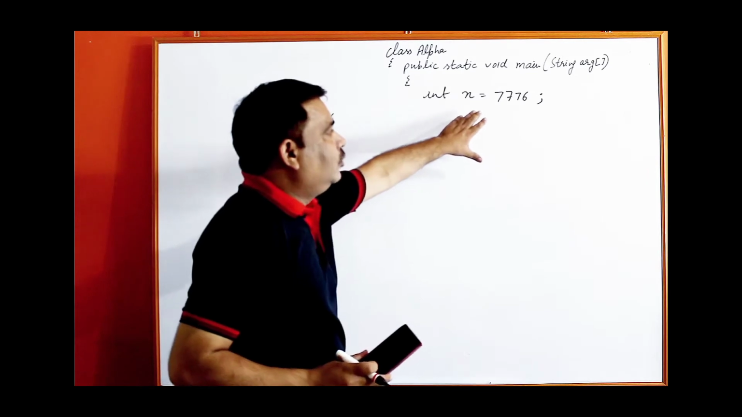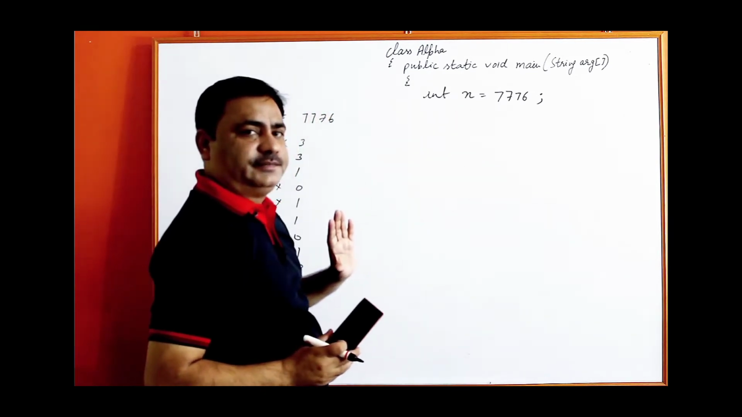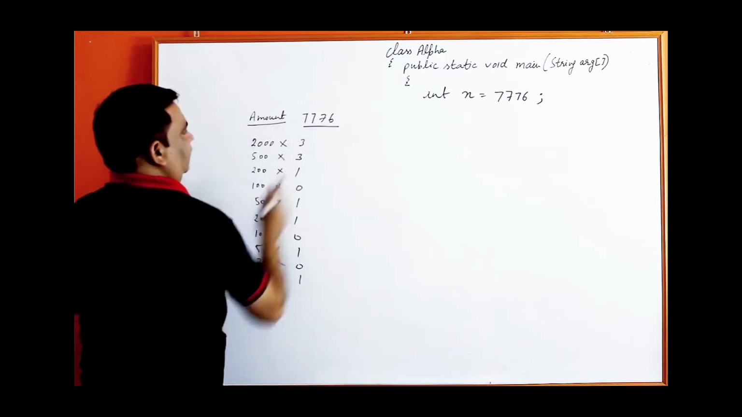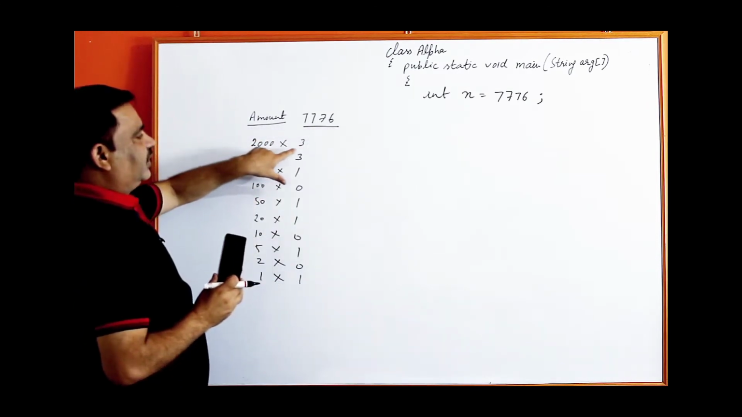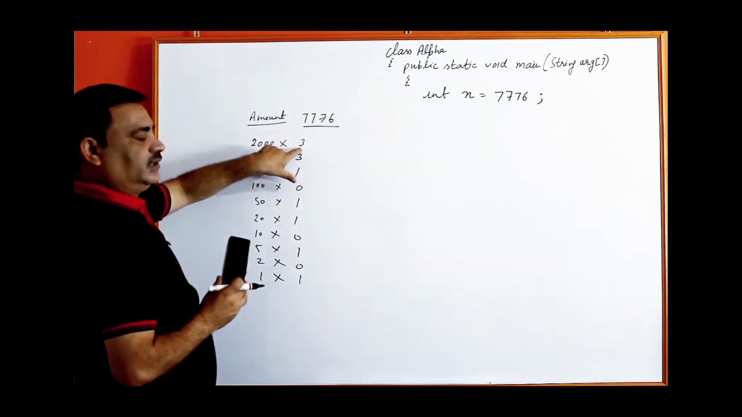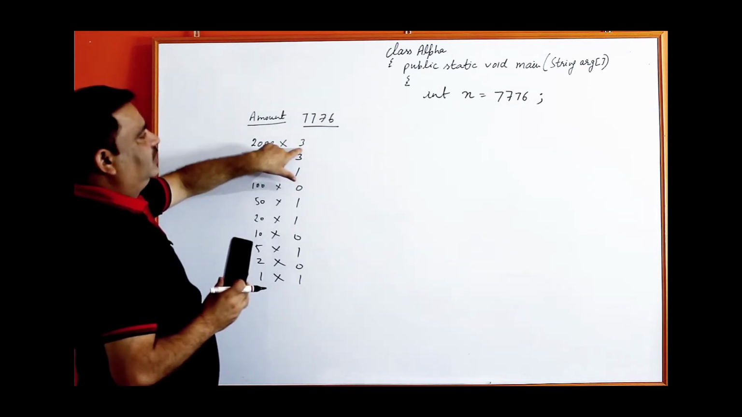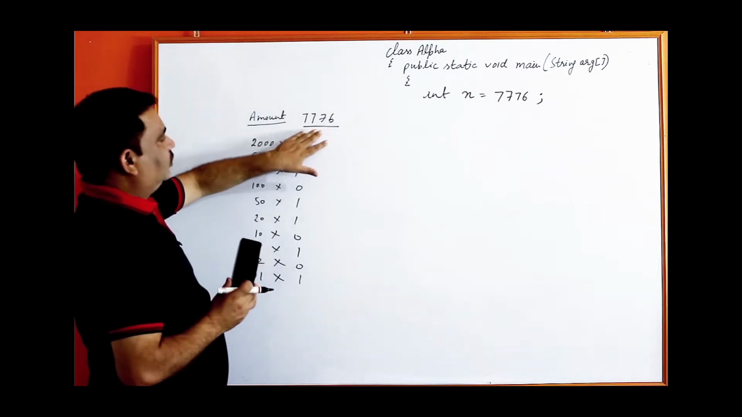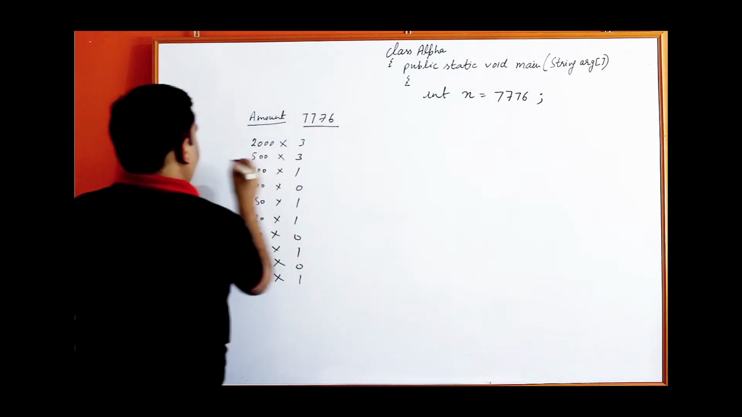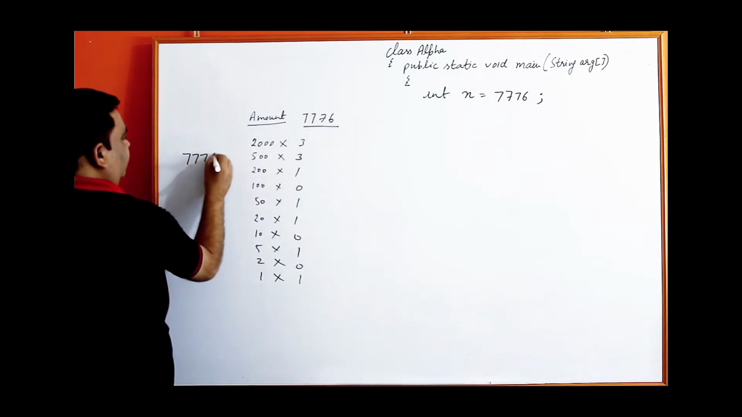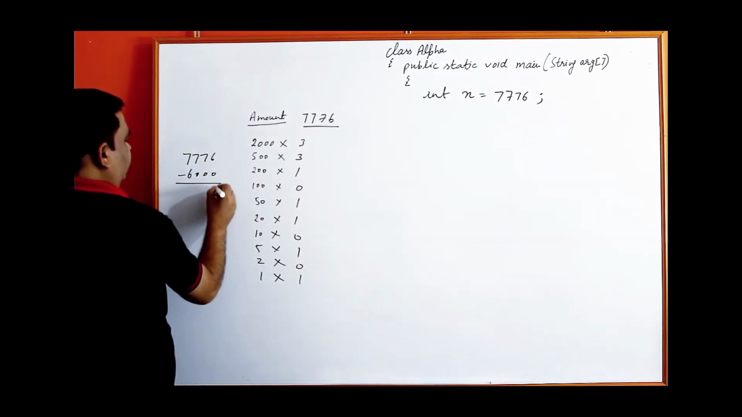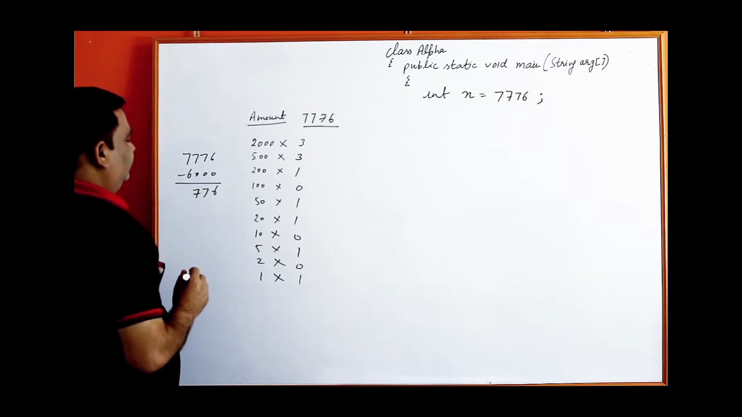How many 2000 rupees notes are there? Just see the example here. 2000 rupees notes are 3. So the total amount is 6000. So you subtract 6000 from here. If you subtract 7776 minus 6000, then you will get 776.